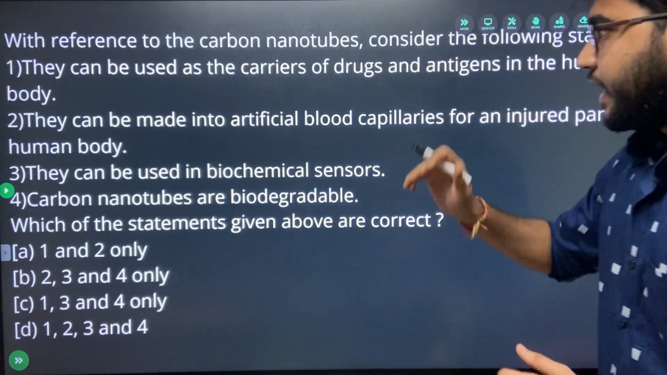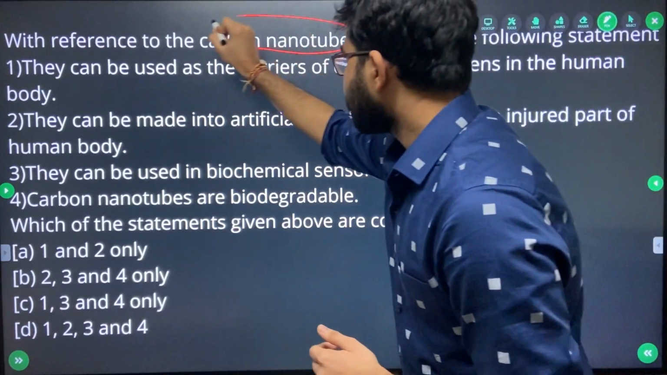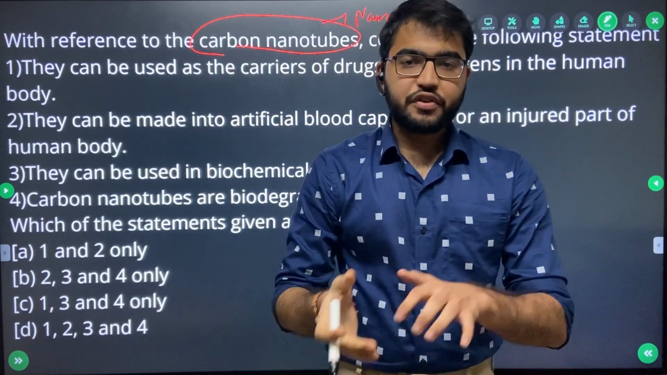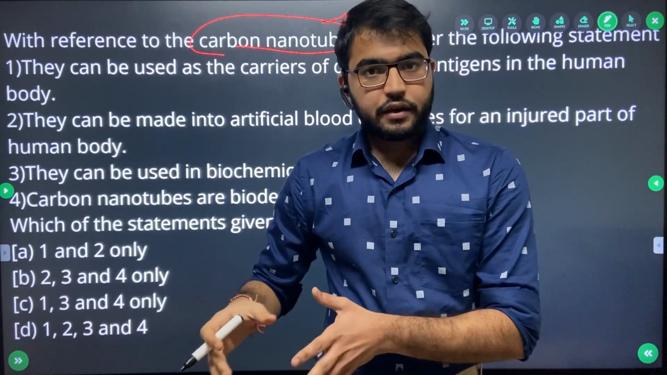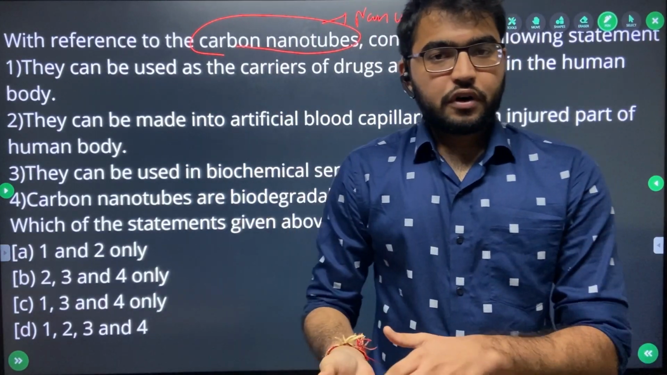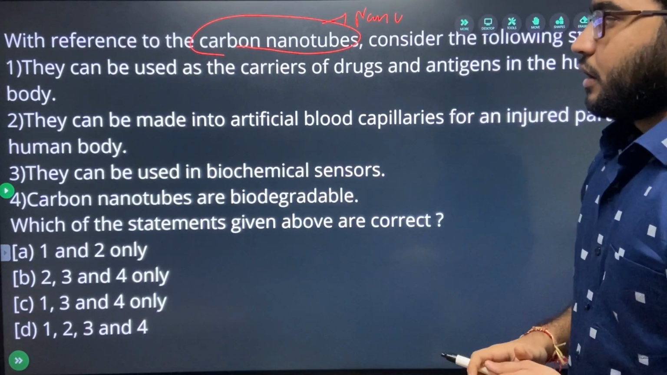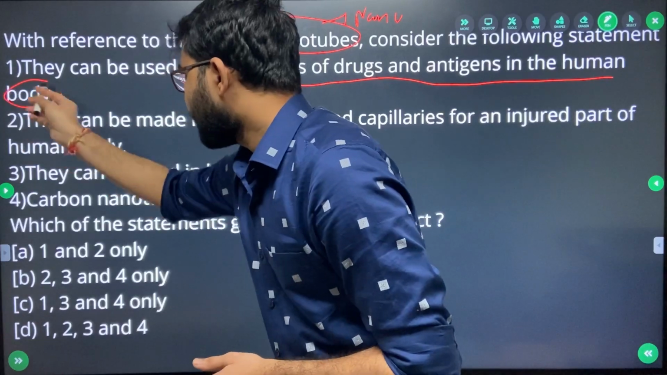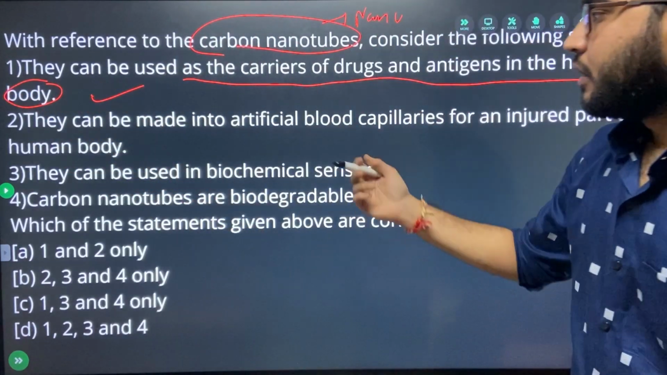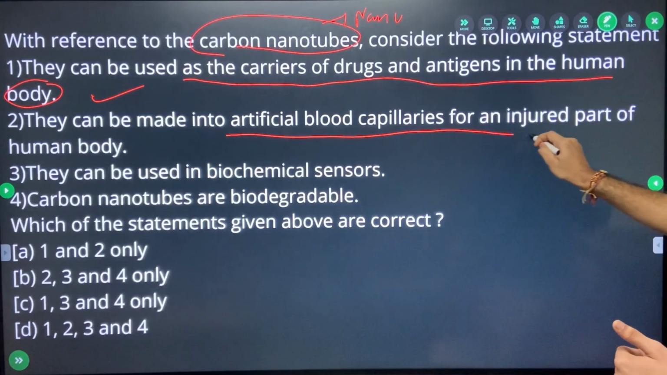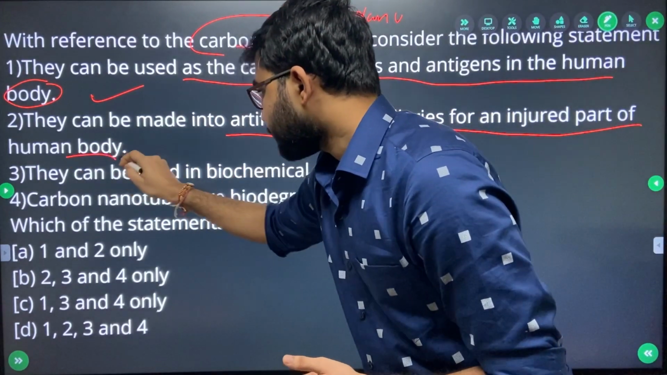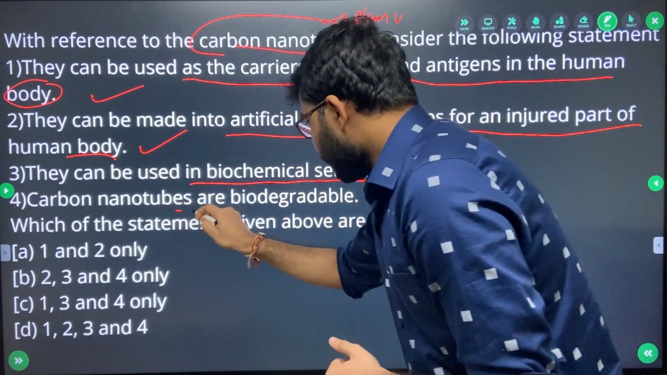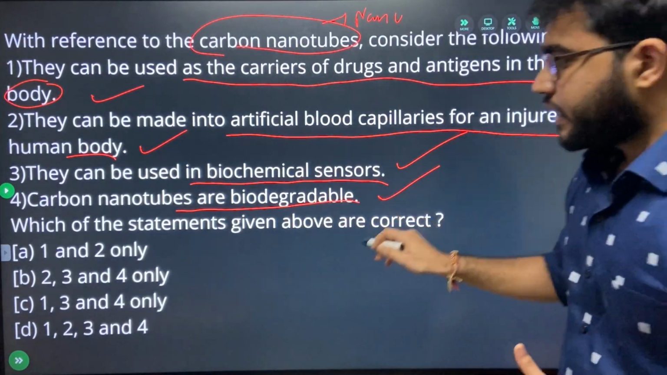Now this one, with reference to carbon nanotubes. So again this question is from nanotechnology. So we have seen one question from nanotechnology, one from biotechnology, one from IT and artificial intelligence, and another one from drones. So all 4 questions: they can be used as carriers of drugs and antigens in the human body, it is a correct statement. They can be made into artificial blood capillaries for an injured part of the human body. They can be used in biochemical sensors, and carbon nanotubes are biodegradable. Again, all the statements are correct.